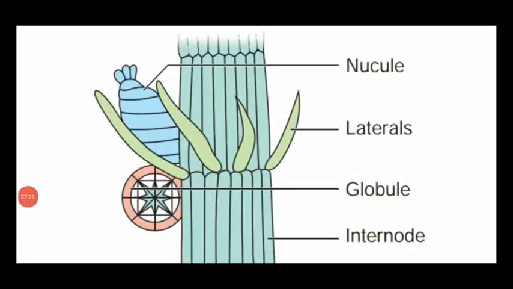Dear students, see the diagram. This is the main axis of the Chara with a number of branches. In the nodal region, they have produced the sex organs. Antheridium or globule, which is located at the base, is spherical or circular in shape, made up of 8 cells called shield cells.